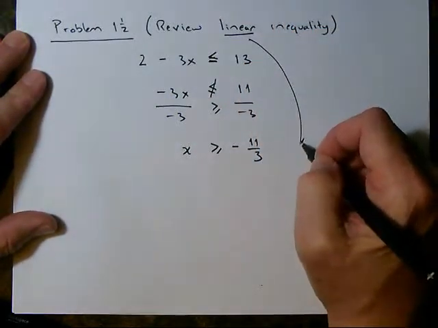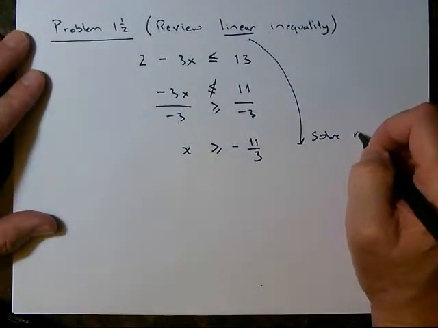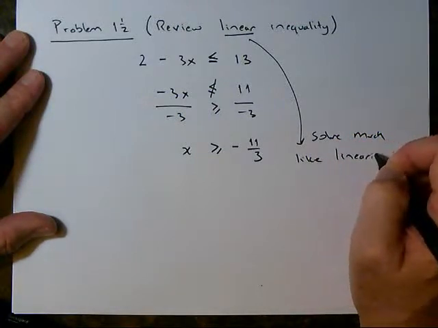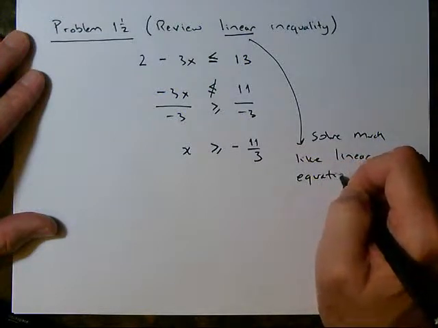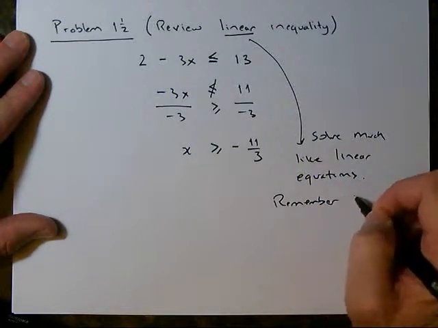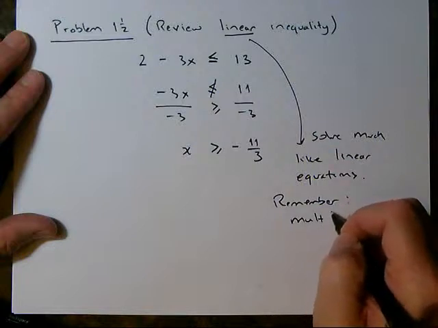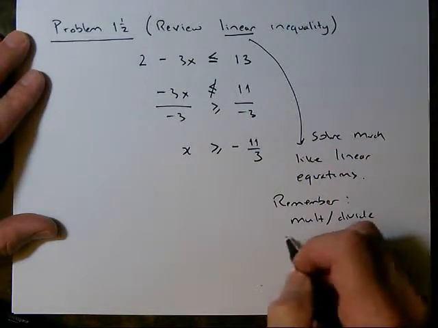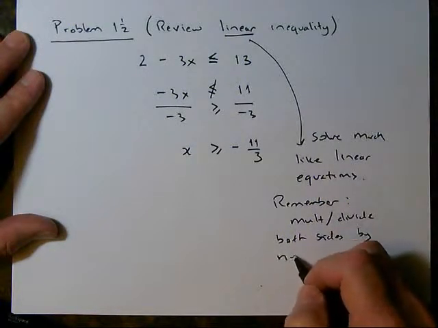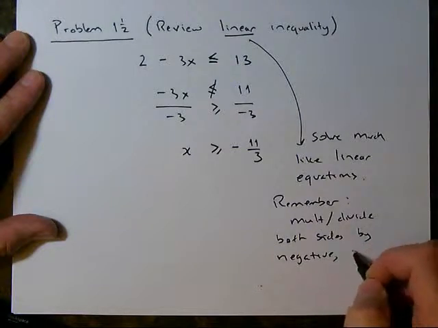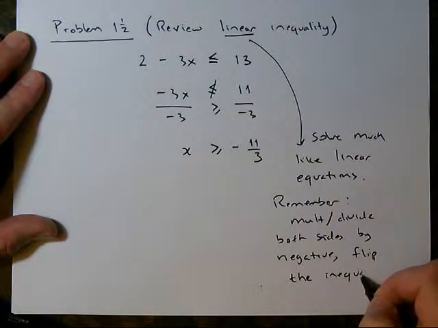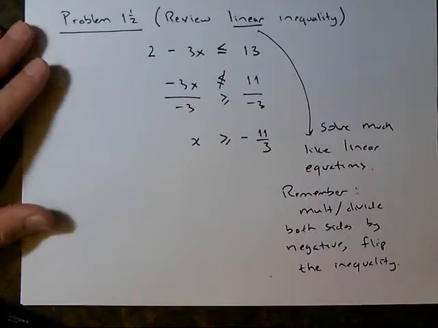So linear inequalities solve much like linear equations. Remember, if you multiply or if you divide both sides by a negative, you have to flip the inequality. And there's nothing magic about that.